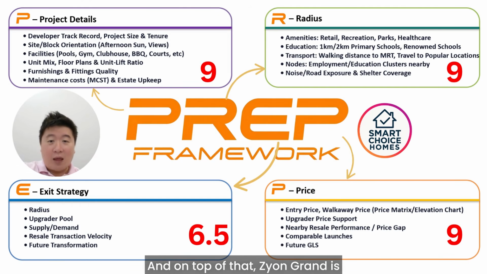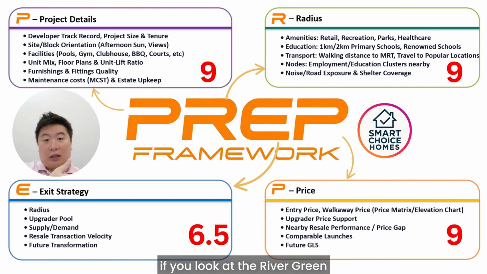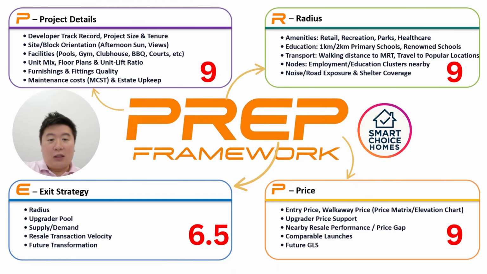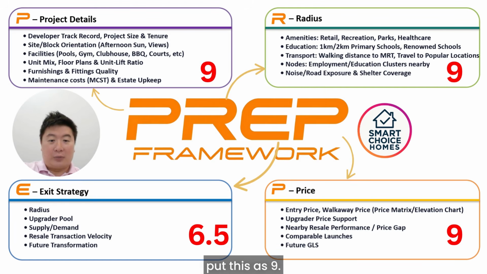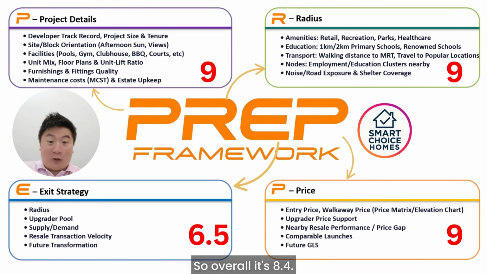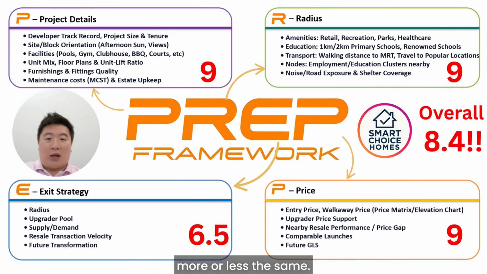And on top of that, Zion Grand is an integrated development and you don't have to pay the premium for the integrated development, because if you look at River Green and Promenade Peak, it's actually the same type of PSF, or even cheaper in the case of River Green. So yeah, this is the reason why I put this as 9. I was really trying to decide very hard between 8.5 and 9. So overall is 8.4, slightly ahead of Penrith, more or less the same.